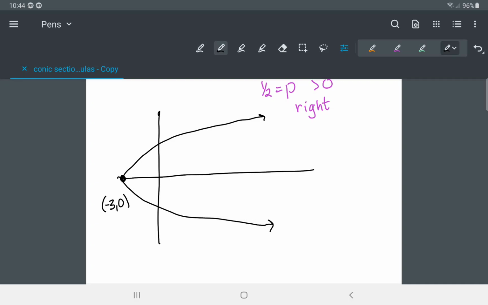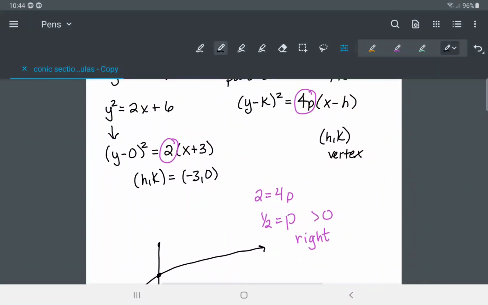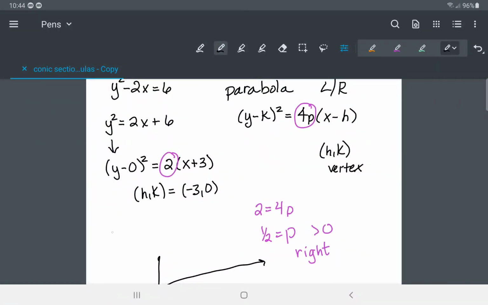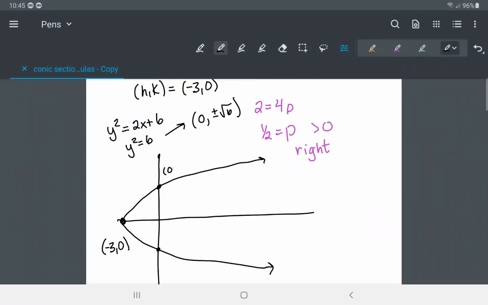One of the things we could determine, obviously, is what happens when x is equal to 0. And so for that, we go back in and see that our equation is y squared is equal to 2x plus 6. If x is equal to 0, we just get that y squared is equal to 6. So the y coordinates there are going to be plus or minus root 6. So here's the positive, and here is the negative.